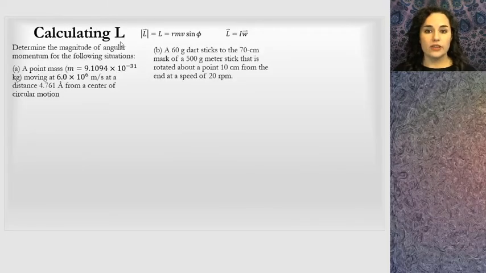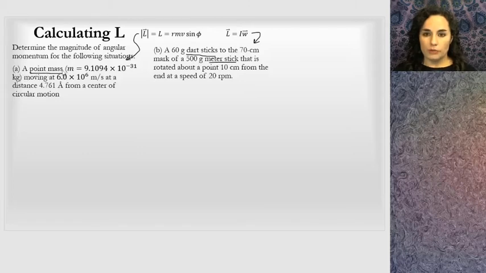Let's practice calculating L. Just practicing calculating the angular momentum of an object or a system, etc. It says determine the magnitude, so I don't have to worry about direction, I just have magnitude, of angular momentum for the following situations. The first one is a point mass, and the second one is a dart with a meter stick. So this is an extended body, and so I'll have to use I omega for this one. With a point mass, I will use the point mass version of the angular momentum in order to calculate it.